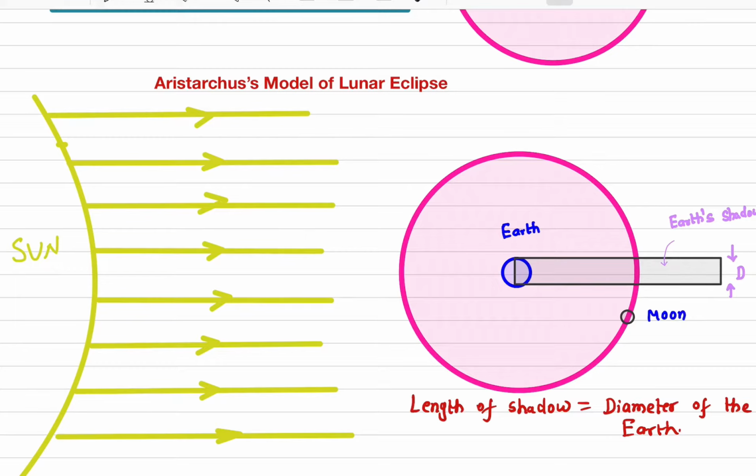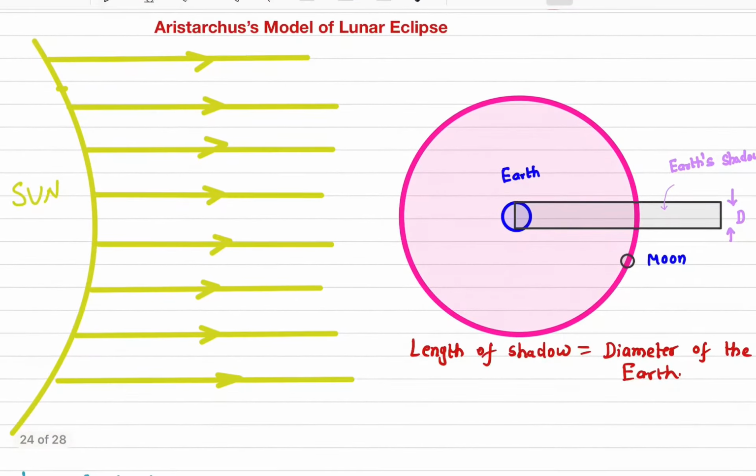And what does that mean again? That means the length of the shadow will be exactly equal to the diameter of the Earth, because the shadow is cylindrical. And as the moon enters into this shadow, the lunar eclipse occurs. So here the length of the shadow is the diameter of the Earth. That again was his assumption. So now what was his observation then?